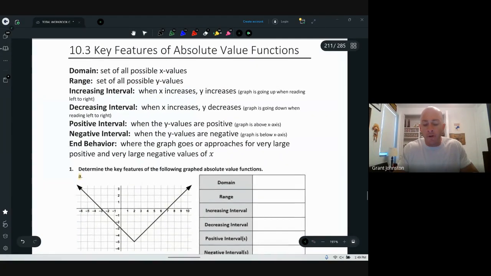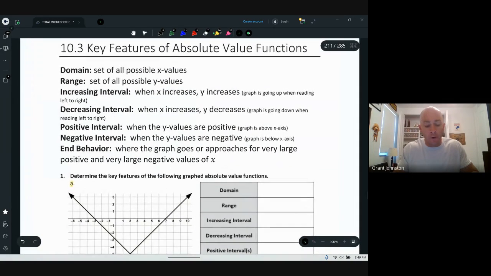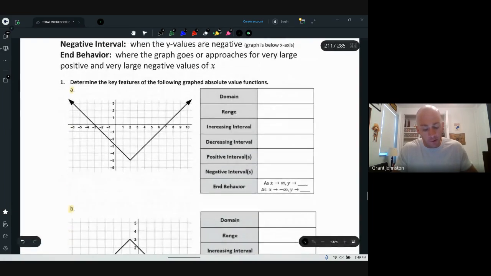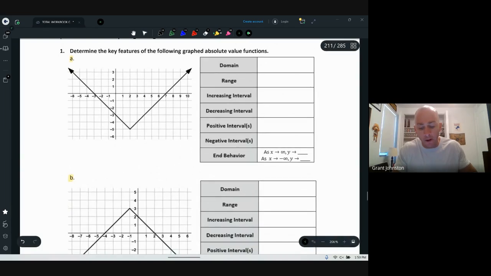Key features of absolute value functions. Okay, so these key features, we're basically working with the exact same key features we worked with for quadratic functions. So I'm not going to go through and talk through all those. So let's just jump into it. Determine the key features of the following graphed absolute value functions.